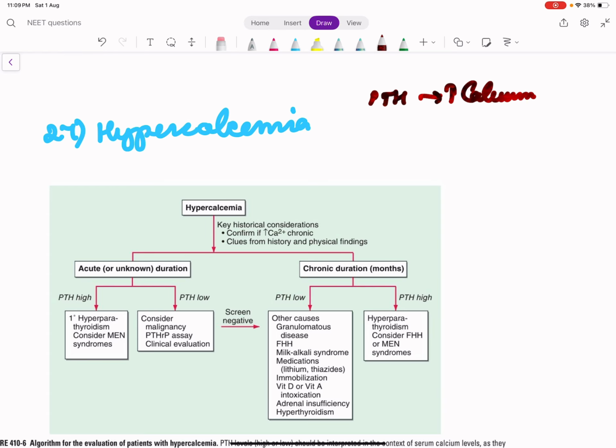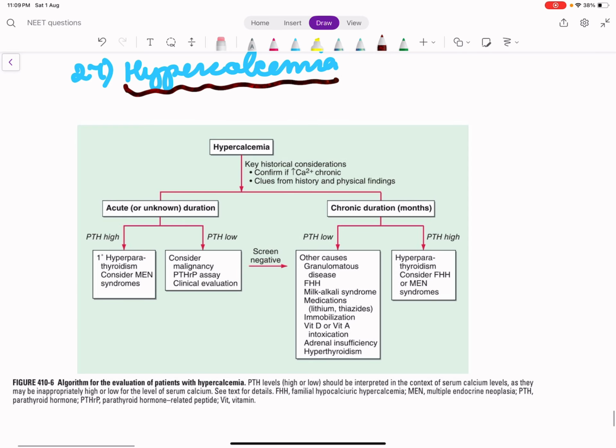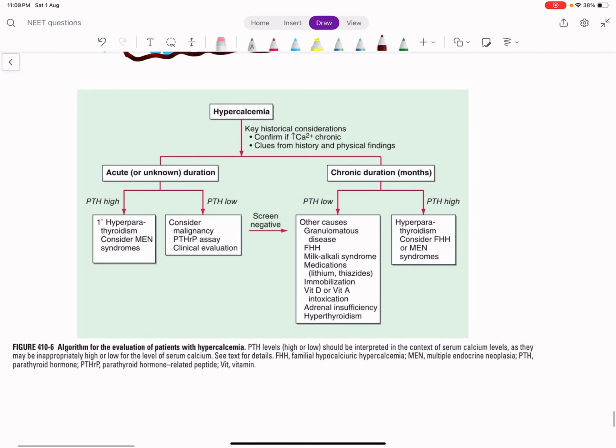So we'll discuss hypercalcemia. The most important two causes of hypercalcemia are hyperparathyroidism, and second one is malignancy, paraneoplastic.